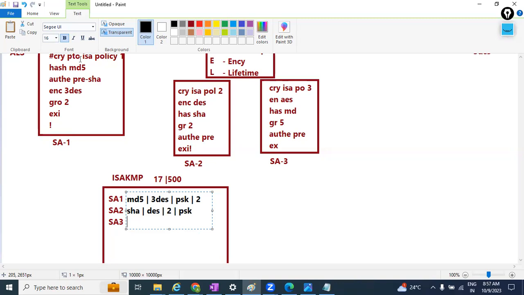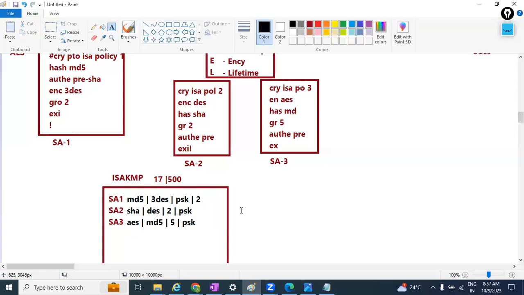And the third is about AES, and about here MD5, then group 5, and let's consider PSK. So these are the 3 proposals. Okay, and that combination, this Haggle concept, is known as security association. Is that clear or not?